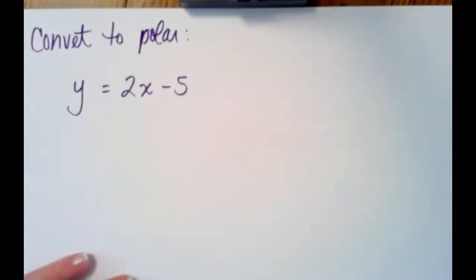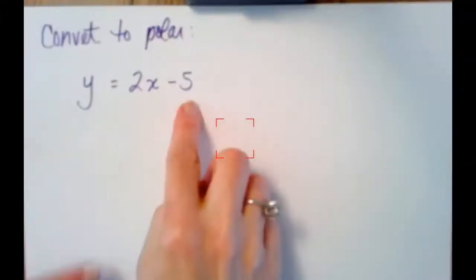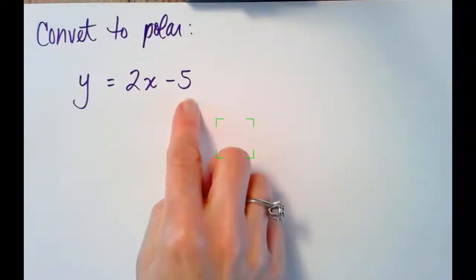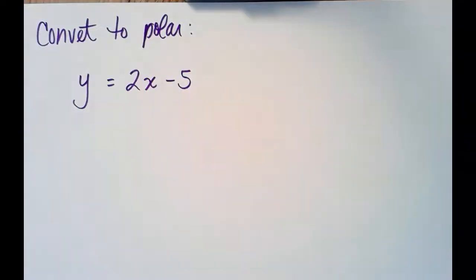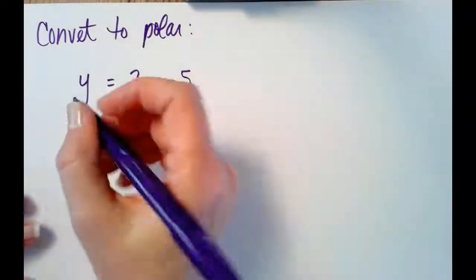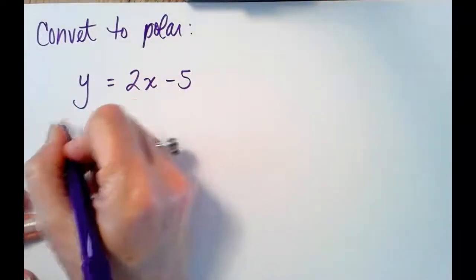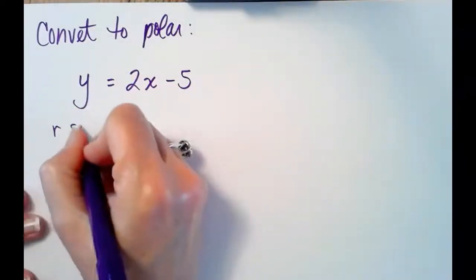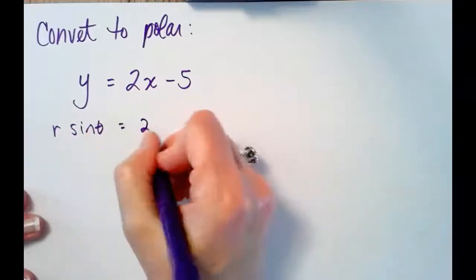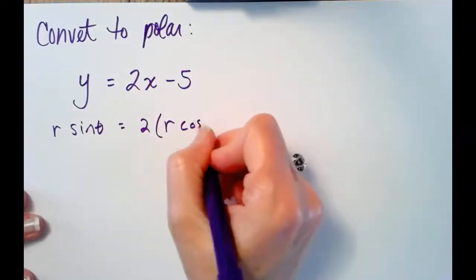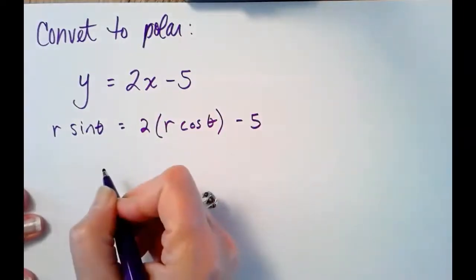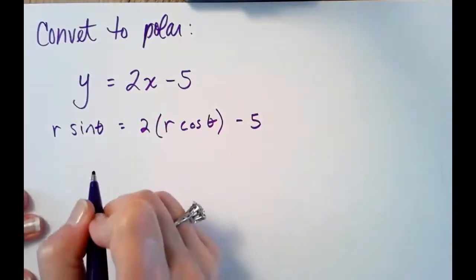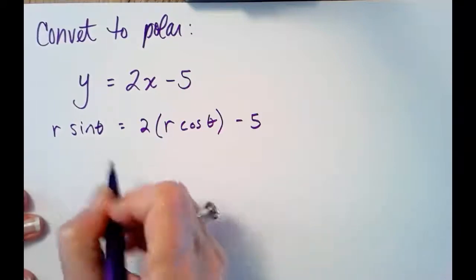Last problem. Convert to polar. Think about this equation. This is a linear equation with a y-intercept at -5 and a slope of 2. Let's convert it to polar by making two quick substitutions. Y is r sine theta and x is r cosine theta. So our goal is to solve for r in terms of theta.